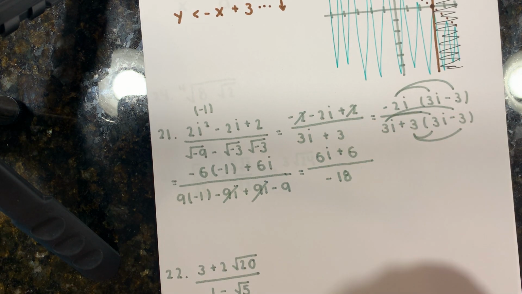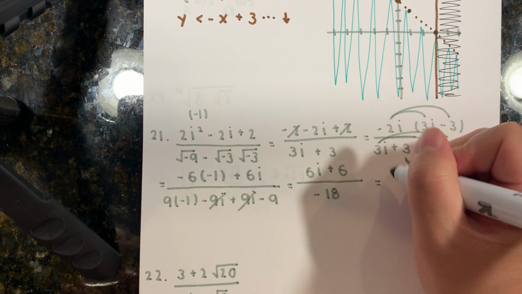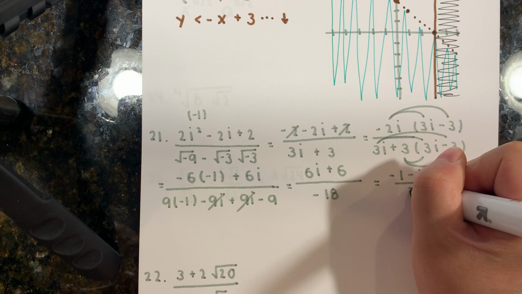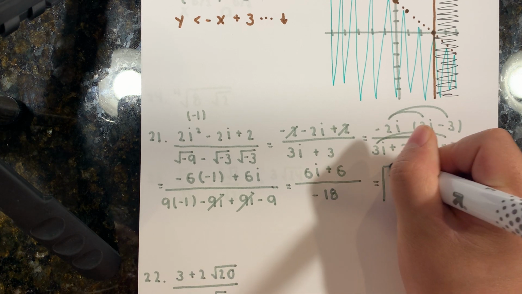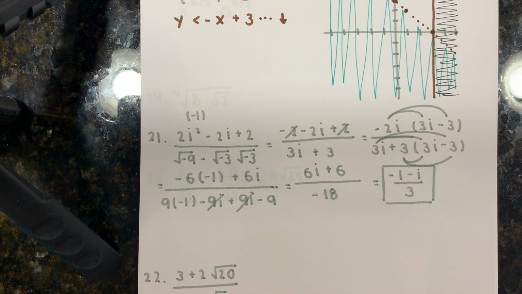That's all divisible by 6, and I also want to move the minus sign up to the top, which would make this negative 1 minus i all over 3. So I move the minus sign up to the numerator, and then I simplified the whole thing by 6.